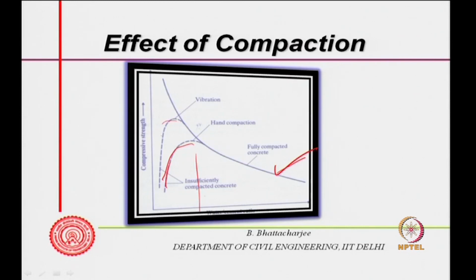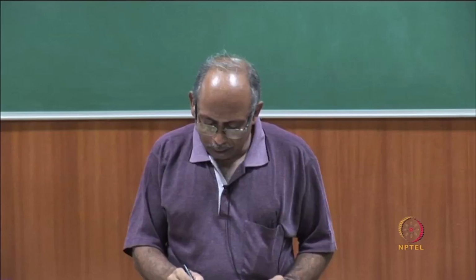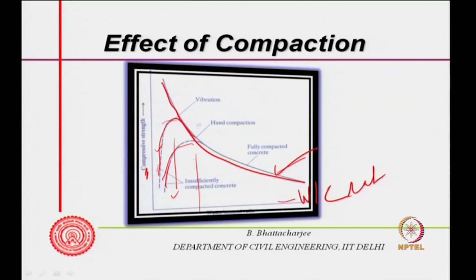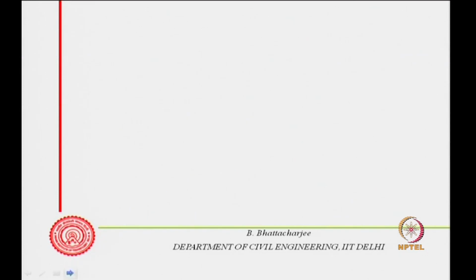And if you have vibrated concrete, of course, you can go further, but still poorly compacted concrete can show bad results, and this can happen in low paste content. So, this axis is actually your water to cement ratio, and this is your compressive strength. So, compressive strength versus water to cement ratio, normally the curve should have been like this, but if I have a poorly hand compacted concrete, I will get like this, poorly vibrated concrete, I will get like this, because there will be compaction pores coming in. So, compaction pores coming in results in this.